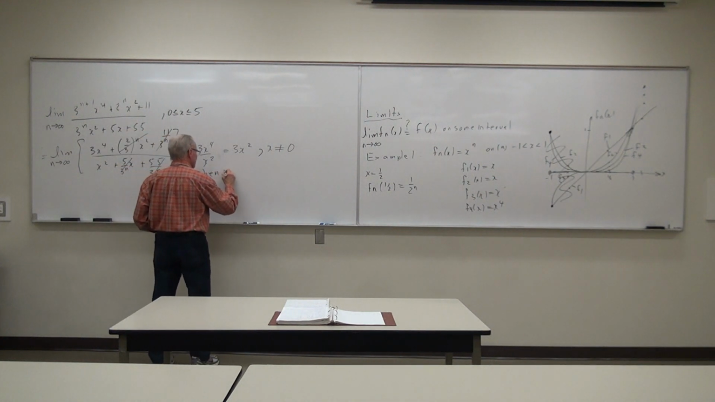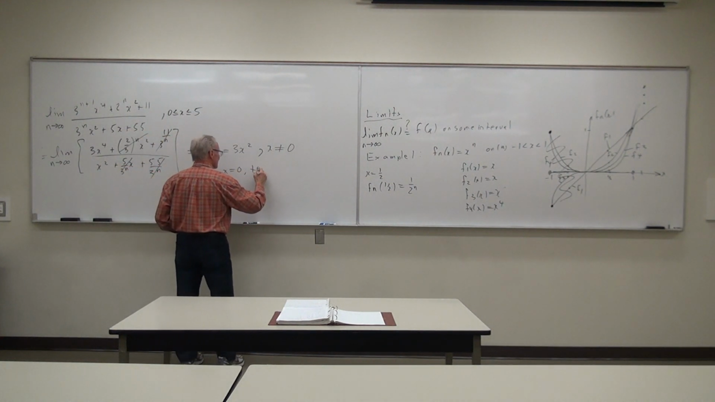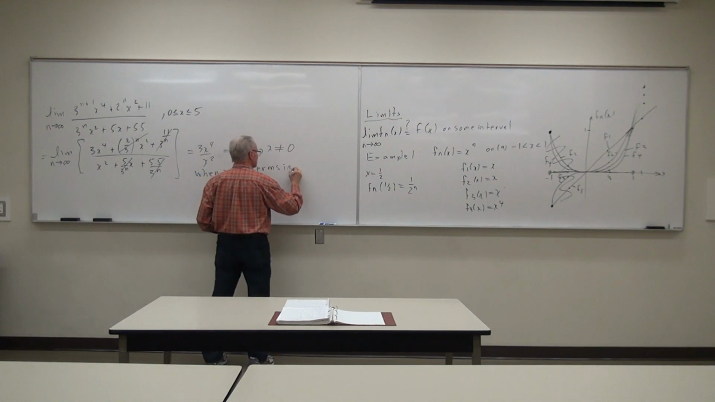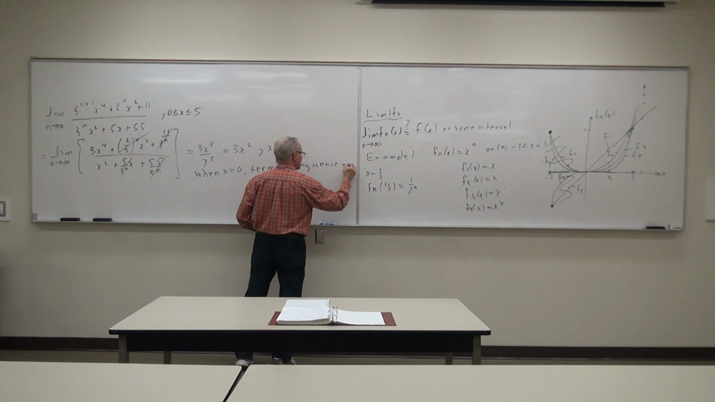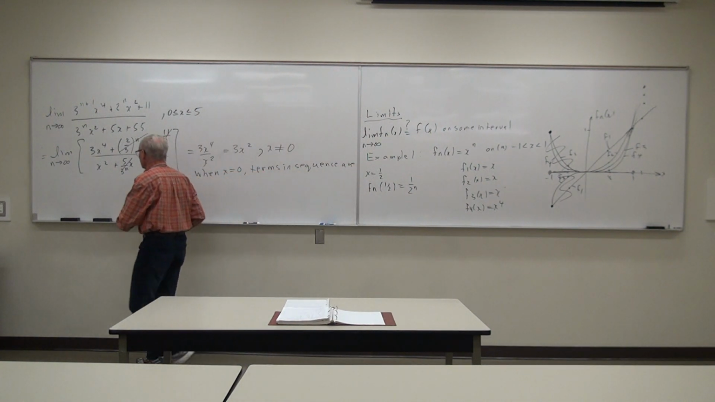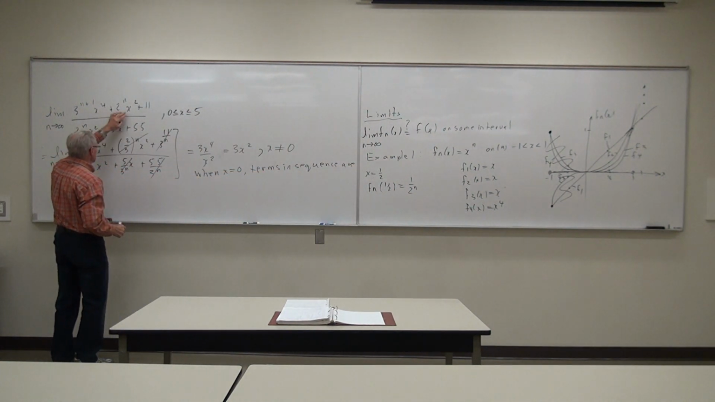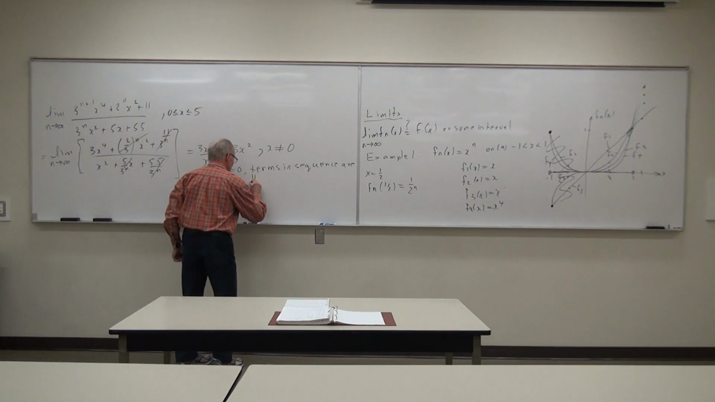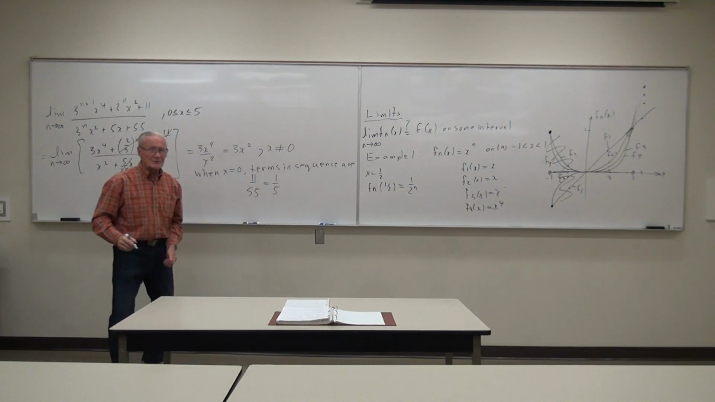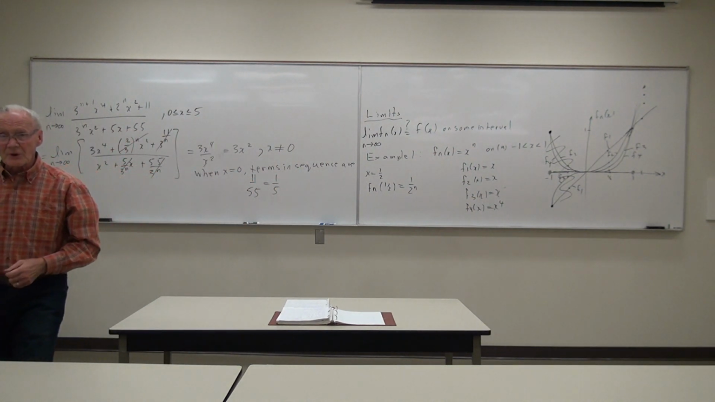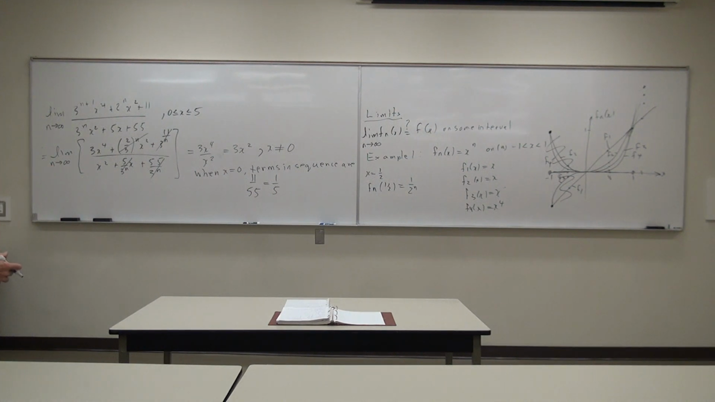When x equals 0, what are the terms in the sequence? Put in x equal to 0: 0, 0, 0, 0, 11 over 55, which is 1/5. So at x equal to 0, all the terms are 1/5. Remember, that's not a number. That's every term in the sequence is 1/5.